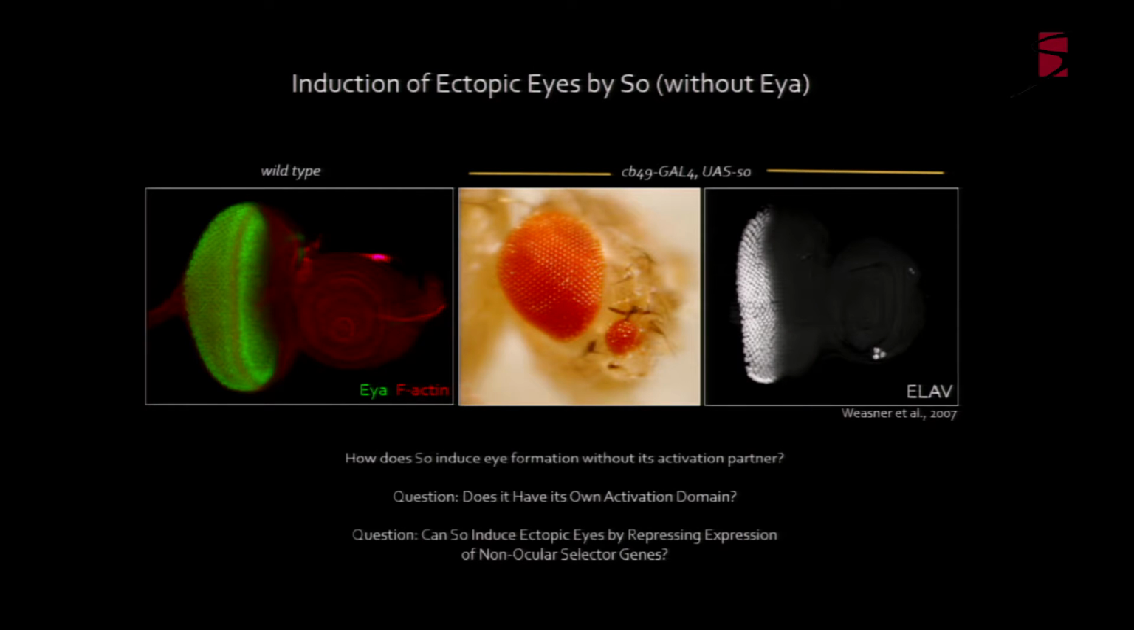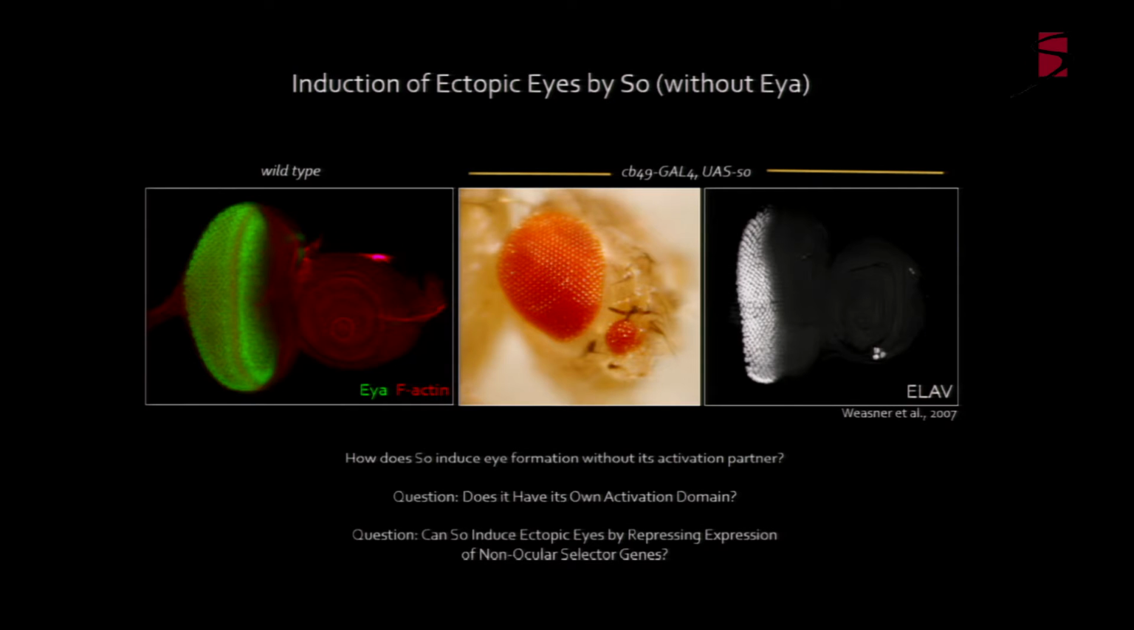So one of the experiments that Abby did, I'll just tell you about one of them, is just to remind you, eyes absent and Sine oculis are expressed just within the developing eye field. So what she did was she took Sine oculis just by itself, the DNA binding protein, and she expressed it within the eye field, in a domain within the eye. She didn't give it its binding partner, and it doesn't have its normal binding partner there. And she asked what would actually happen. And as others had shown, we get these ectopic eyes both in the disc and in the adult. Again, without its natural binding partner.